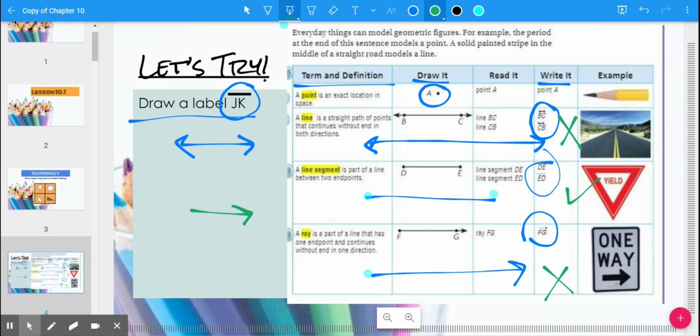So now I need to draw it. A line segment is going to start with a dot, continue, continue, continue, and end with a dot. And then I have to make sure that I label it J, label it K. I could also do K or J. It doesn't really matter as long as I label them both.